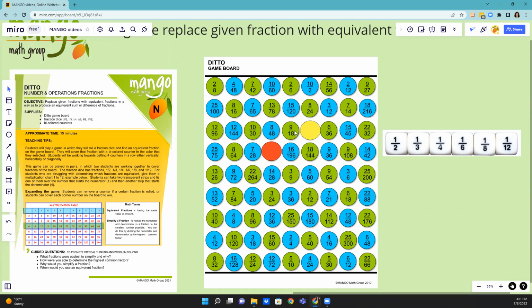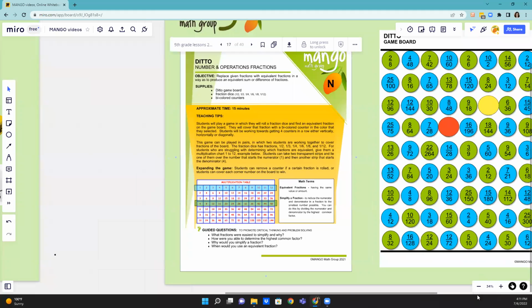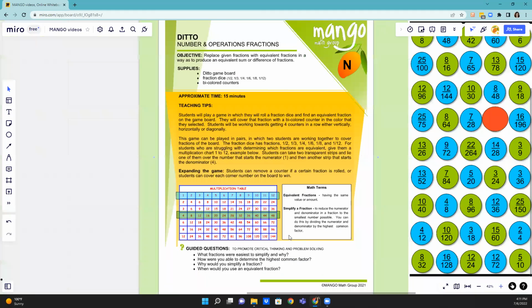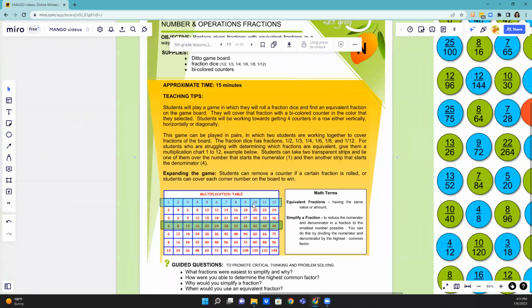Now, if they are struggling with finding equivalent fractions, I'm going to show you this over here, you can get a multiplication chart and they can cover up the lines of the fraction that they rolled. So if they rolled a 1/4, they can cover up the 1 and they can cover up the 4, and that's going to give them all the equivalent fractions. So 1/4 is equivalent to 2/8, which is equivalent to 3/12, which is equivalent to 4/16.